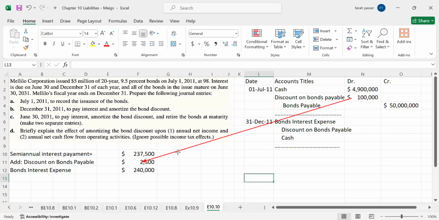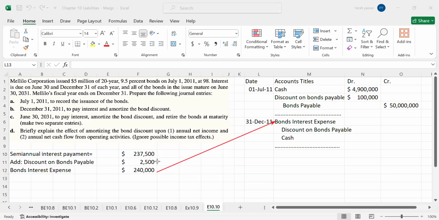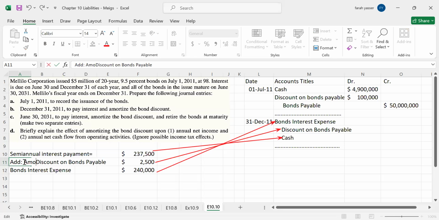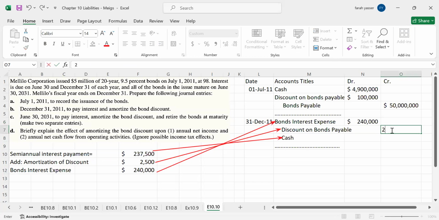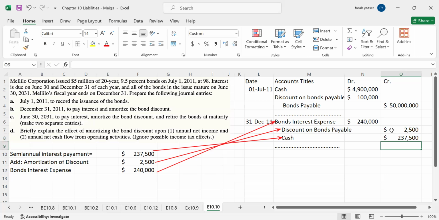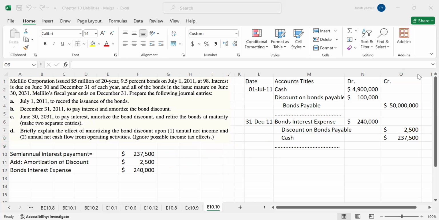So you can see this is the total expense, this is the total amortization, and then this is the payment to the bondholder. So you can see this is amortization of discount on bonds payable. Okay, so total interest which is recognized in the income statement is 240,000. Discount is 2,500, and total interest payment is 237,500. So this is the entry to record interest payment and amortization of discount.